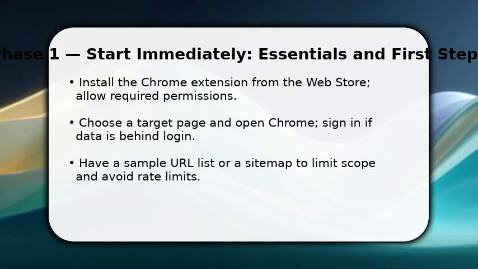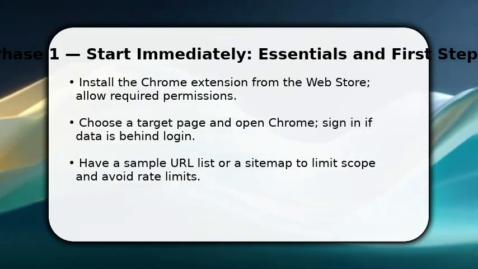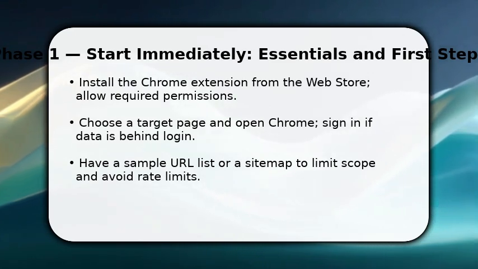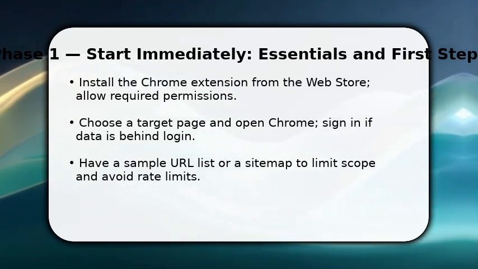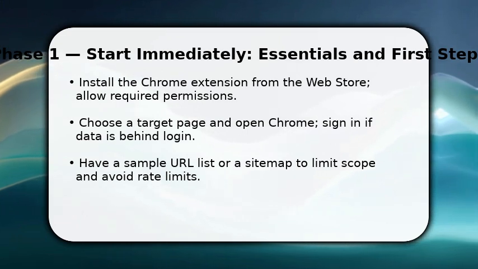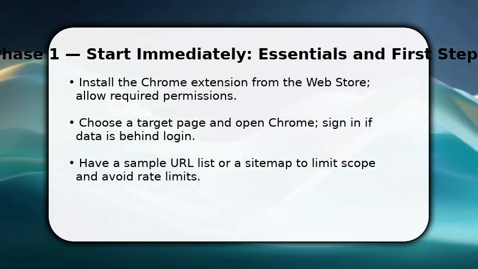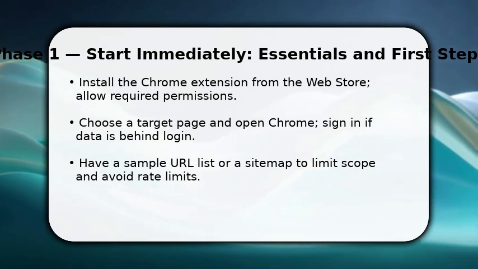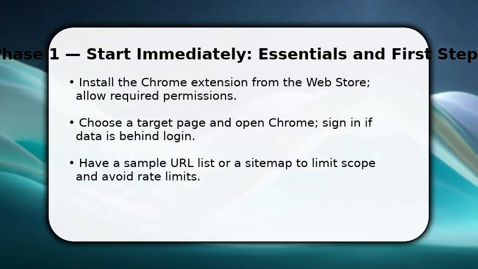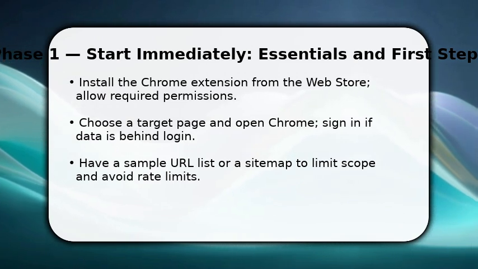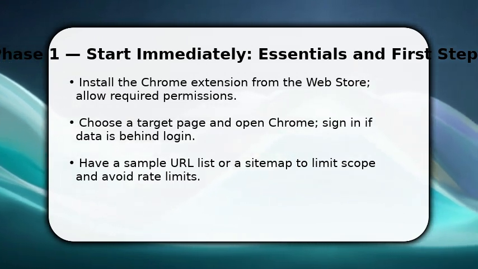You start by installing the extension and granting only the permissions you need. This prevents overreach. Once done, pick the exact page or domain you will scrape and sign into any accounts first, because logged content often differs. Make sure to prepare a short URL list or sitemap so you limit scope and avoid accidental overload.